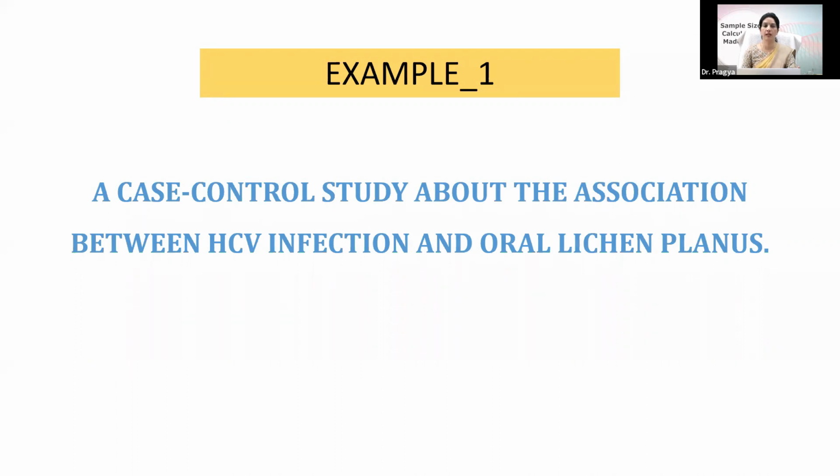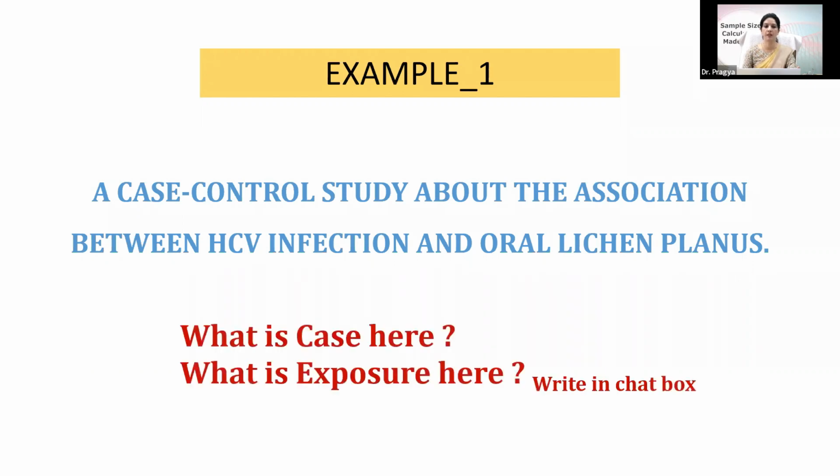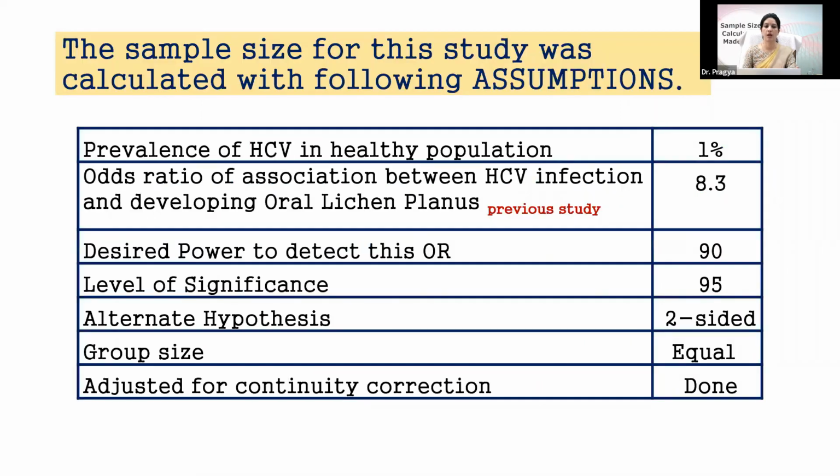Now the second example is a case control study about the association between hepatitis C infection and oral lichen planus. In this case, what is the exposure and what is the outcome? The outcome is lichen planus and the exposure is hepatitis C infection. So you know this. Now this is the sample size formula.